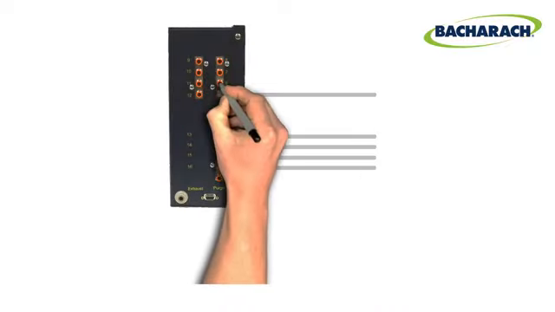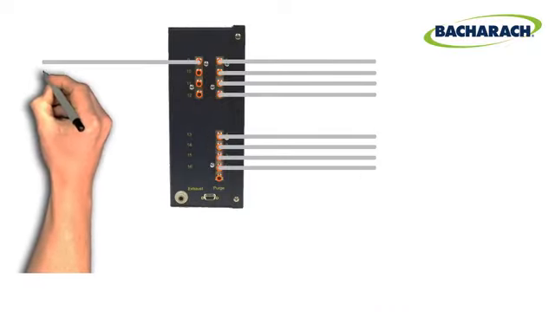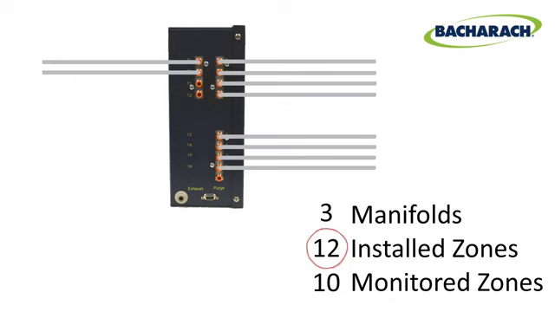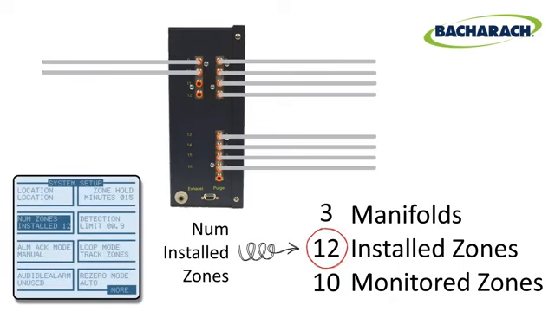Note that the number of installed zones may be more than the actual number of zones you plan to monitor. For example, an application requiring 10 zones to be monitored will require 3 manifolds or 12 installed zones. In other words, set the Num Zones Installed setting to the physical number of manifold zone inlets installed in your MZ, either 4, 8, 12, or 16.